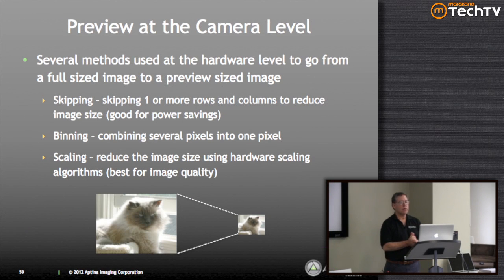To talk about preview at the camera level, this is my last slide. Really, a preview is just outputting of an image, but there are several things about preview. You want to keep the power consumption low if possible. You want to keep the bandwidth low if possible. So there are three ways of doing this. In previous years, they used something called skipping, which is just skipping every other pixel. So you'll take every odd row and odd column, or skip 3 or 4.